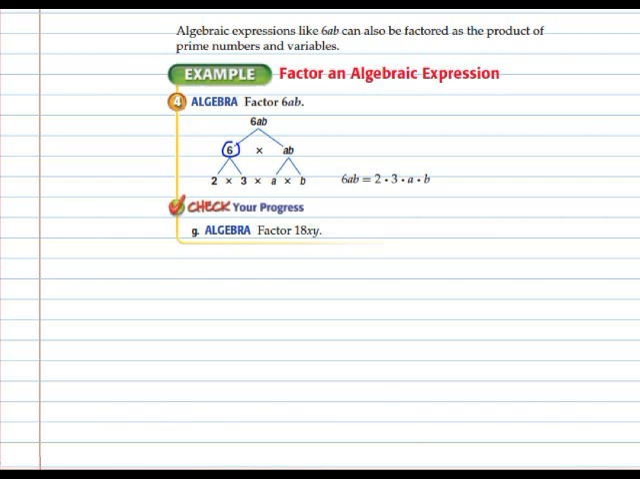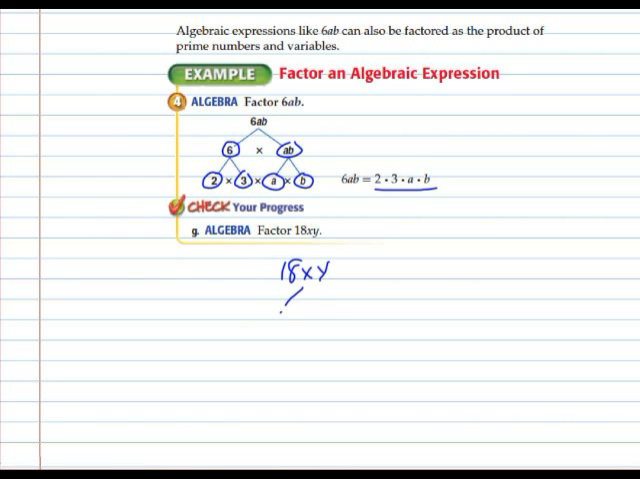In this example, 6ab means 6 times a times b, so I factor the 6. I factor the ab. ab is obviously a times b. 6 is 2 times 3. So the prime factorization of the algebraic expression 6ab is 2 times 3 times a times b.